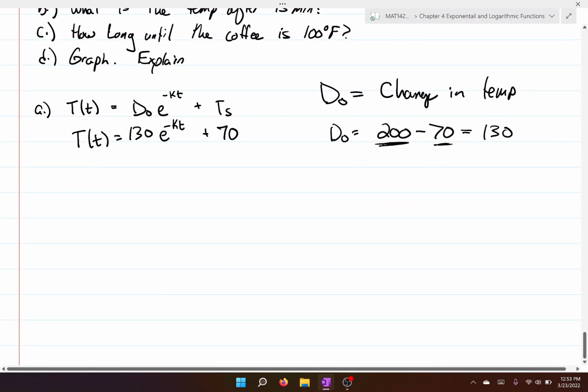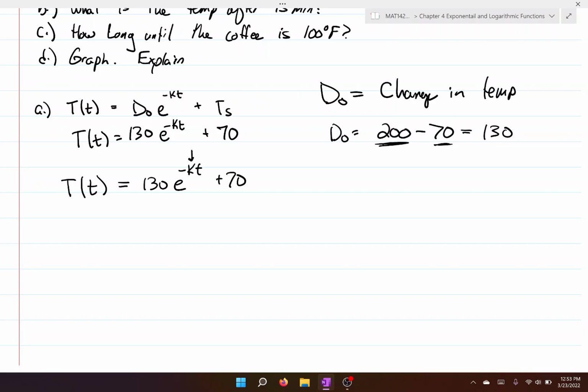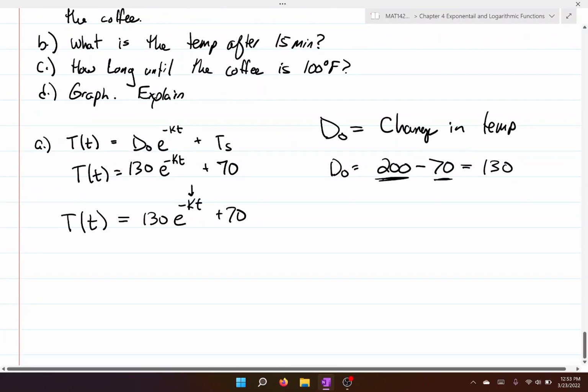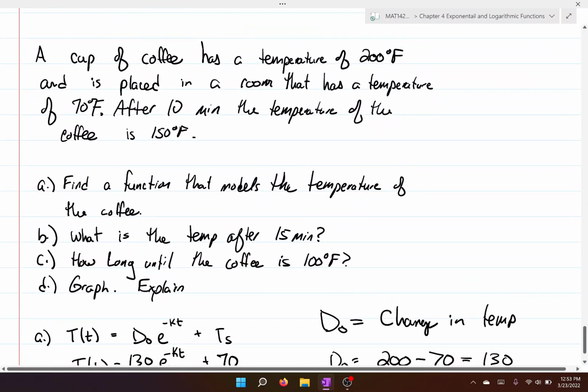So far we have our model. The final temperature is going to equal 130 e to the negative kt, plus 70. But now the question becomes, how do we actually find k? Anytime you do Newton's law of cooling, you're always going to have to find this. We know that after 10 minutes, the temperature of the coffee was about 150 degrees. We're going to use that to our advantage.